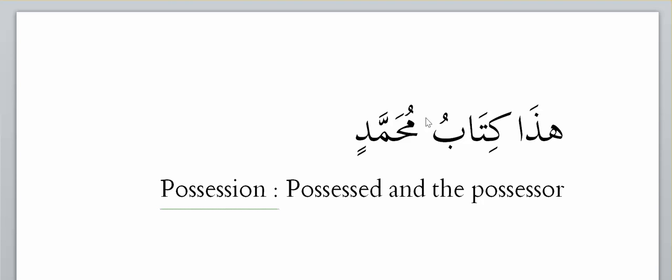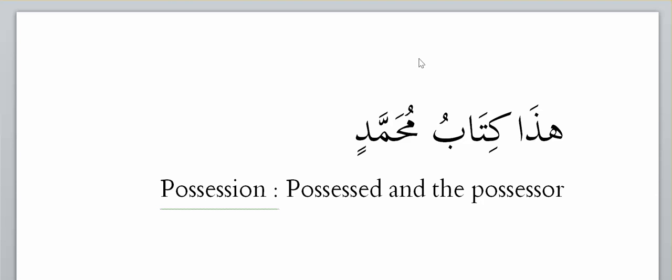Possession means to own. Possession is made up of two parts: the thing that is possessed and the one who possesses it. What does possess mean? Who knows what it means in English? Yeah, to own something. Possession means ownership.